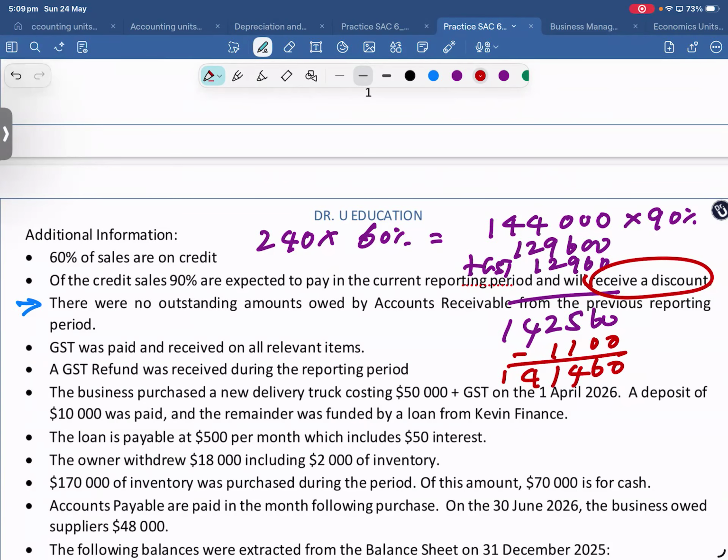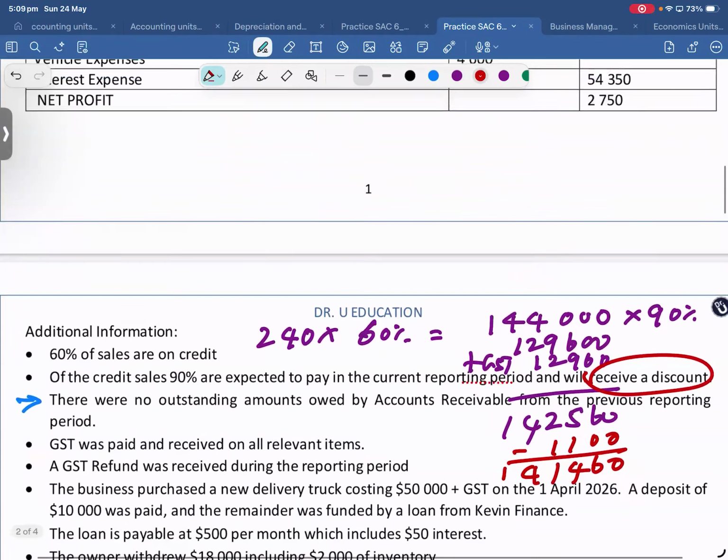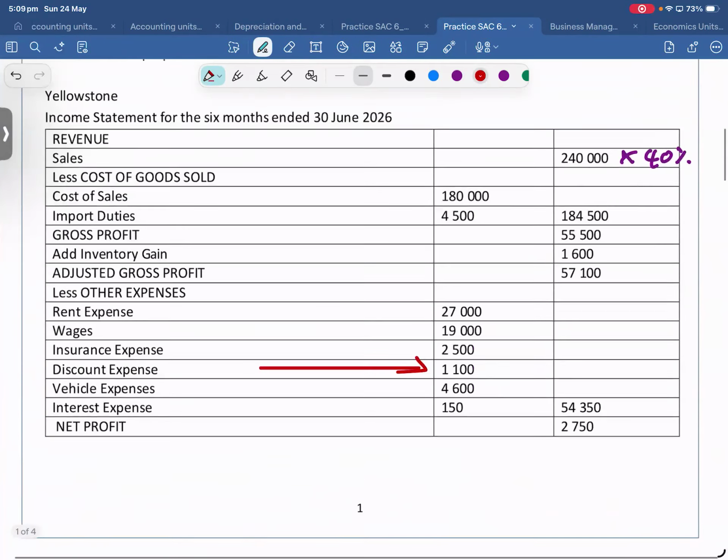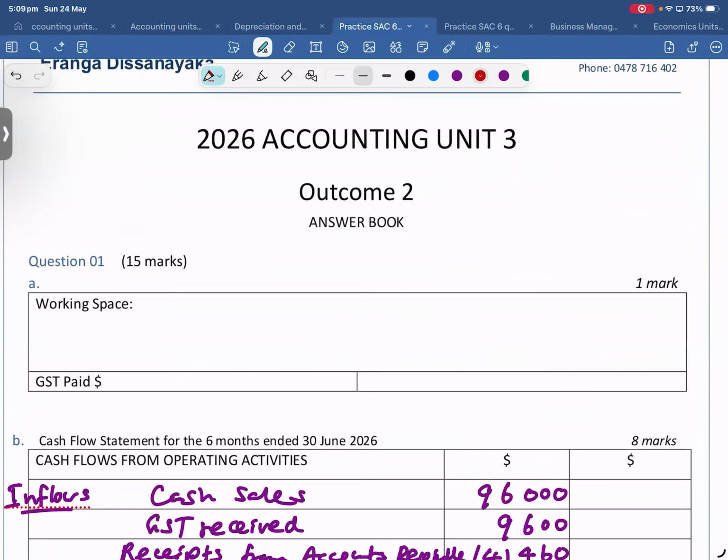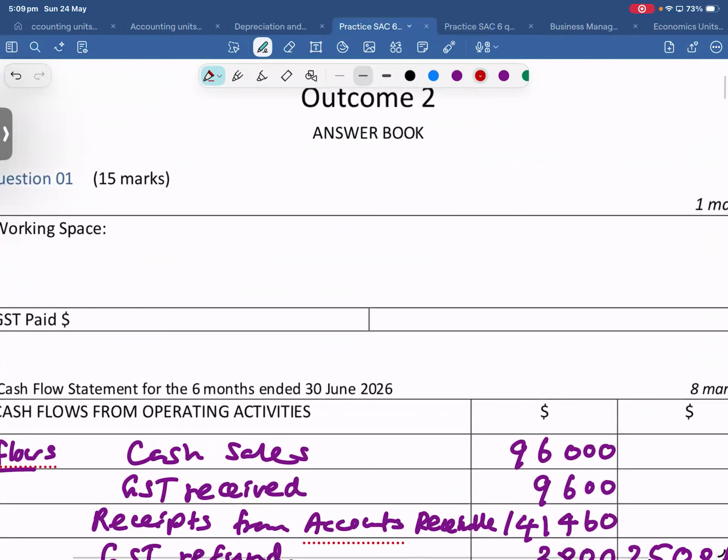So then, guys, this is 141,460. What is it? That is the receipts from accounts receivable. That you can go and report in the operating inflows.